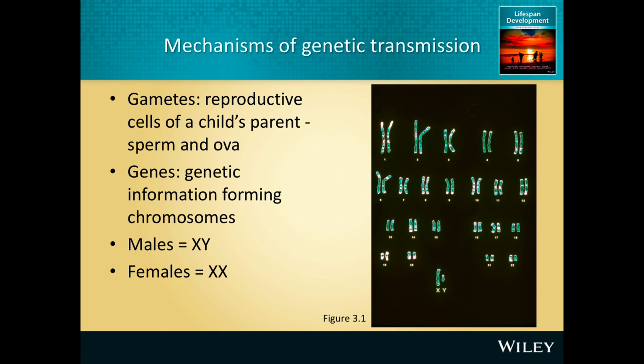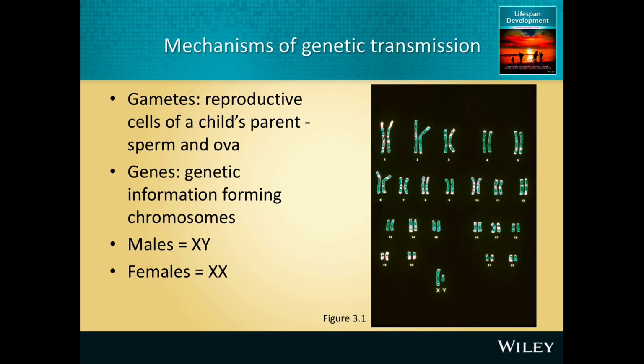Now, some of you who've studied biology will remember this, and those that haven't studied biology, this may be the first time you actually come across this, so I'll try and keep it as simple and as clear as possible. So the gametes, these are the reproductive cells of your parents. In the father, gametes are produced in the testicles, and each one is called a sperm. In the mother, they develop in the ovaries, and each one is called an ovum or an egg.